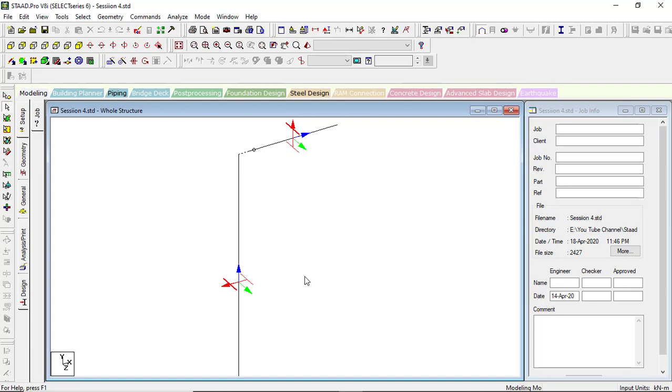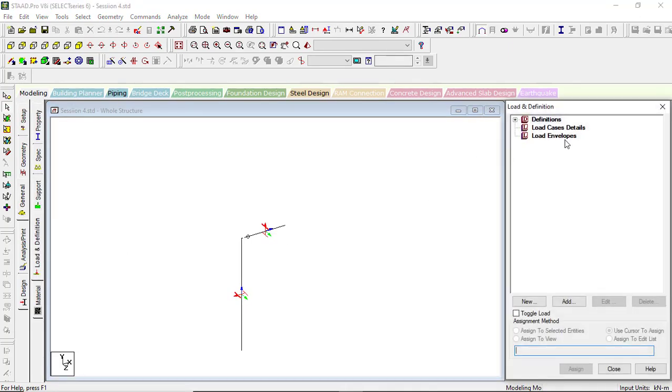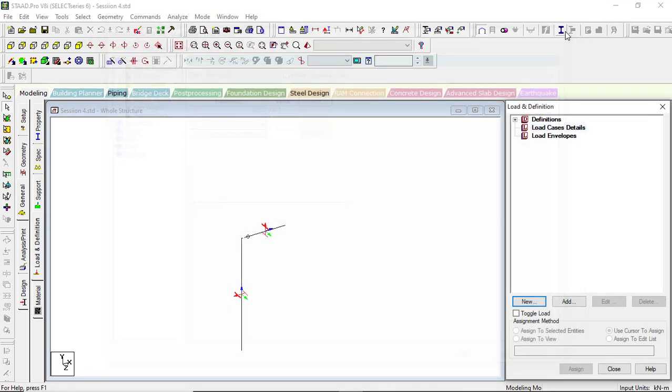The question comes: what is the need for these two different axes in any of the software? If you see ETABS also, you'll find these two different axes, global axis and local axis. So when I talk about StatPro, if I go to general here and loads and definition, when you apply the loads, the loadings can be applied along the local axis or global axis. So the software will ask along which direction we want to apply the loads, whether along the local axis or with respect to the global axis.